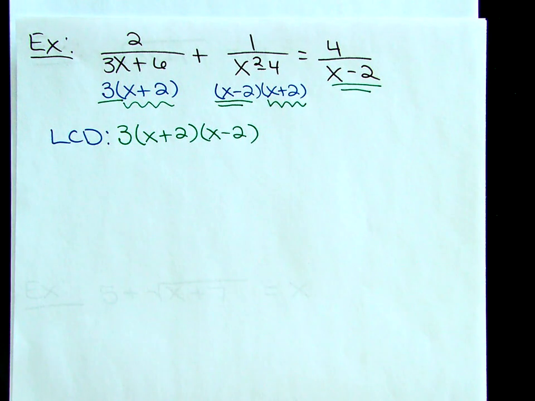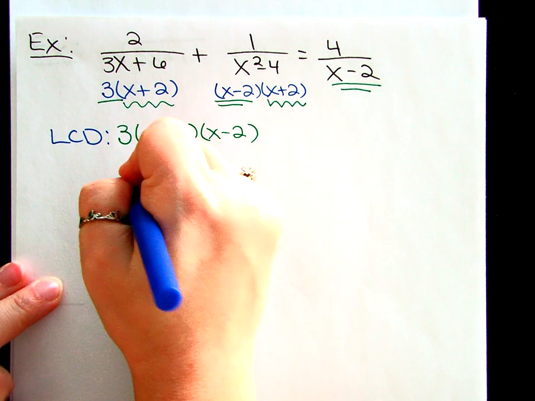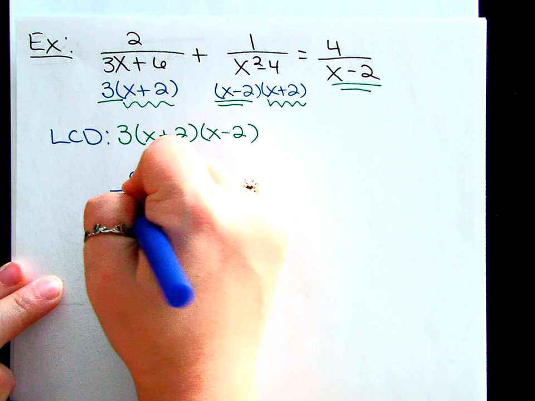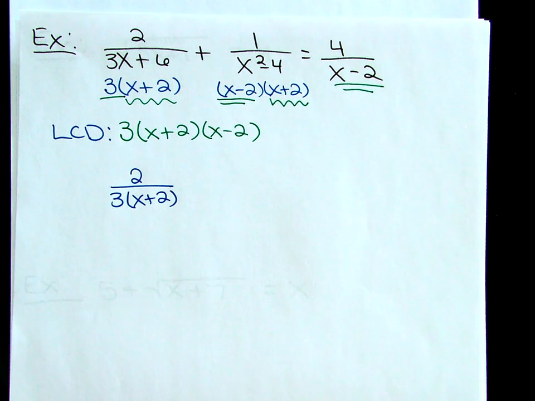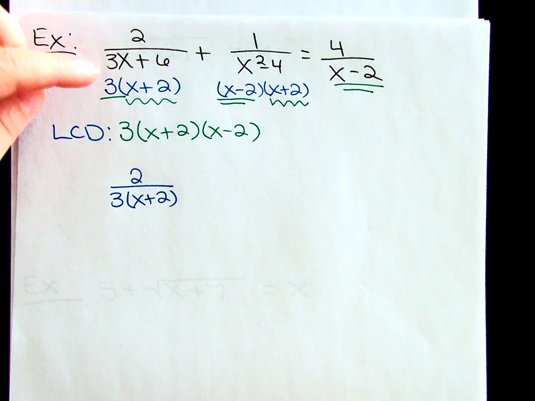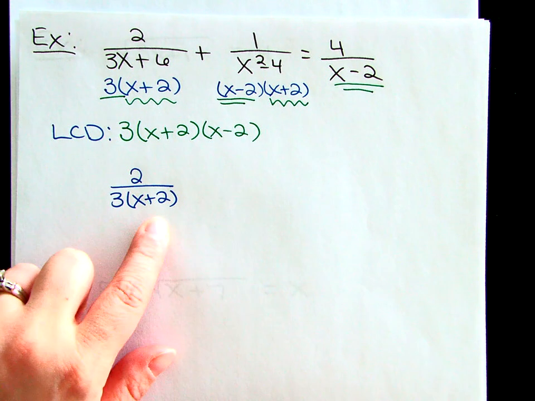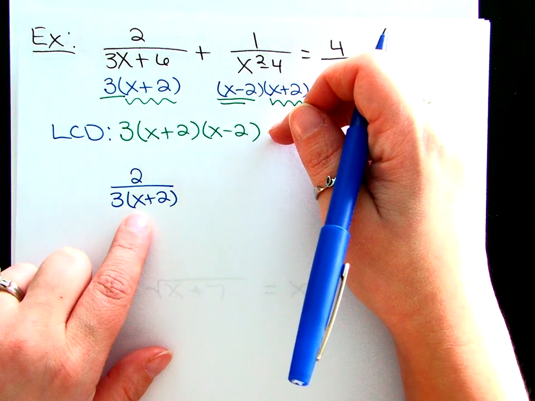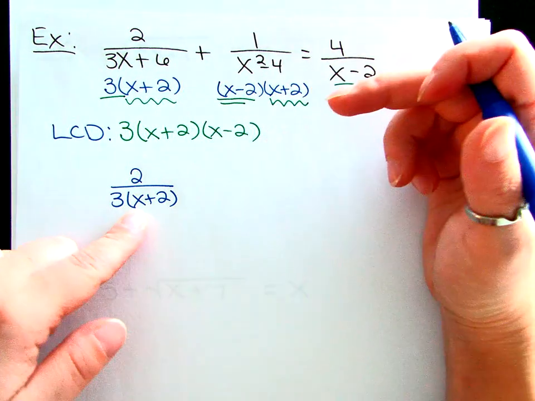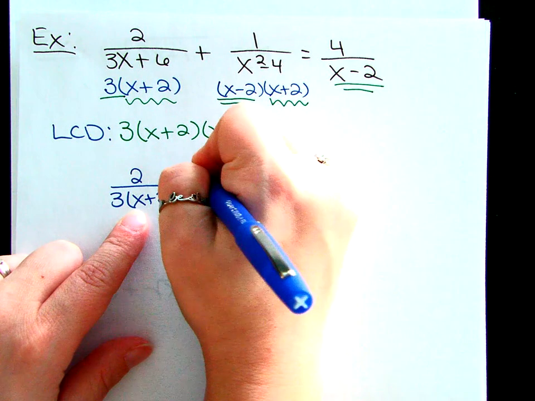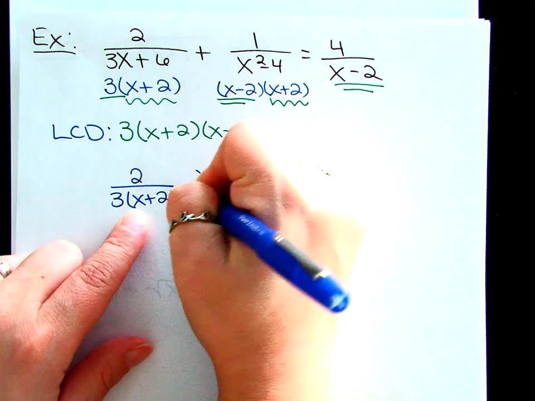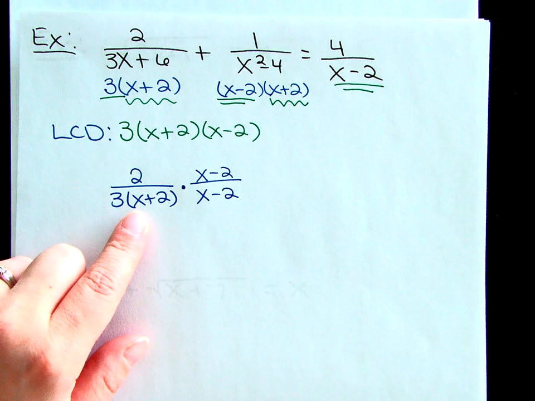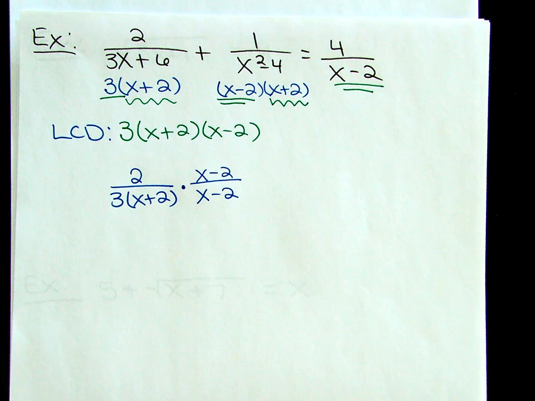I would leave it factored out like this, and here's why. Because when I look at 2 over 3 times x plus 2, which is this first fraction with the bottom factored, and I compare that to my least common denominator, what is this fraction missing? Yeah, it's missing the x minus 2. So I'm going to multiply the top and the bottom by that x minus 2. Now again, I'm going to leave the bottom factored out. I'm not going to go ahead and distribute all that. But in the top, I can just go ahead and distribute and so on and so forth.